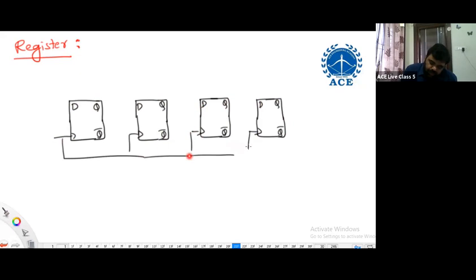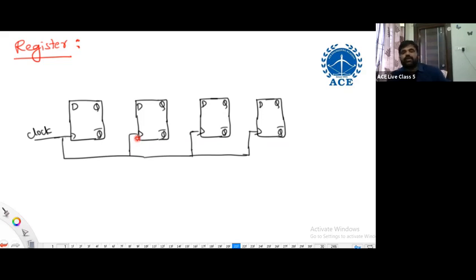4 flip-flops are synchronously clocked. There is a clock. Right. This is a 4-bit register which can store 4-bit information. Try to understand it correctly. To store 4-bit information, I'm using 4 flip-flops. We are naming it as 4-bit register.